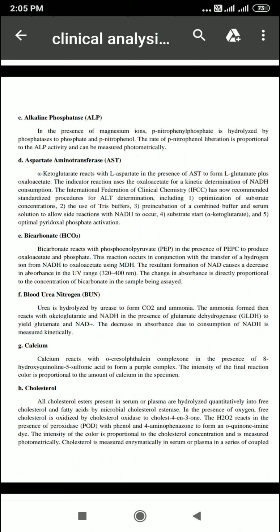Next test is for BUN, that is blood urea nitrogen. Urea is hydrolyzed by urease to form CO2 and ammonia. The ammonia formed then reacts with alpha-ketoglutarate and NADH in the presence of glutamate dehydrogenase (GLDH) to yield glutamate and NAD+. The decrease in absorbance due to consumption of NADH is measured kinetically.